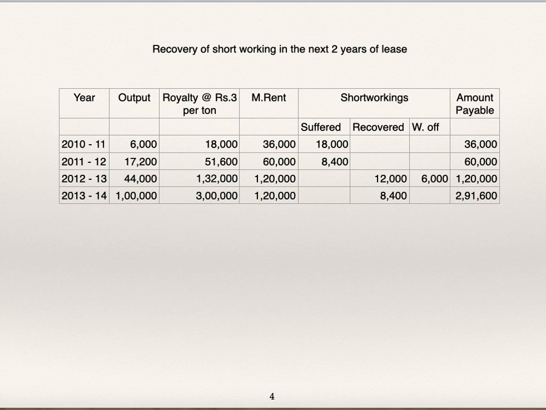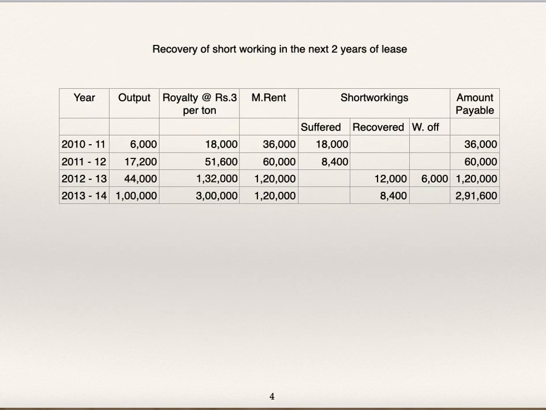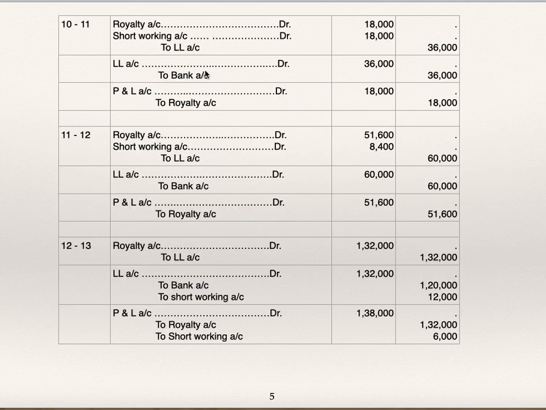I will show you how to prepare journal entries. Using the journal entries, you can easily prepare ledger accounts. For the year 10-11, first entry is royalty account debit 18,000, short working account debit 18,000 to landlord 36,000. Landlord to bank 36,000 and profit and loss to royalty 18,000. Whatever you have debited to royalty is to be transferred to profit and loss account.